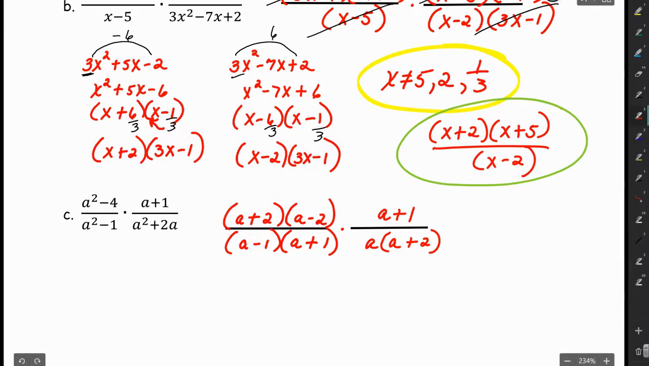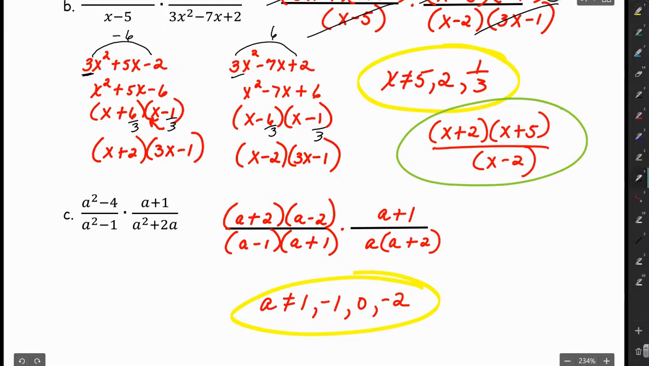We're going to find our restrictions. A does not equal 1 because of that. A does not equal negative 1 because of that. A does not equal 0 because we have just this A all by itself here. And then A cannot equal negative 2 because of this A plus 2 here. So those are our restrictions.